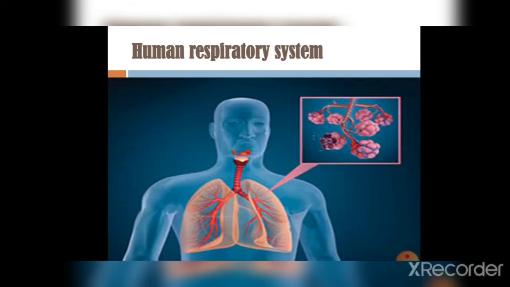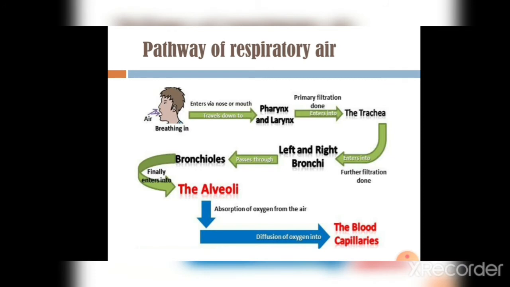And coming to the human respiratory system, it is a crucial part in respiration. This is how the respiratory air enters the human body. When we breathe in, it enters via our nose or mouth. Actually, the nasal entry is a major entry point of atmospheric air, and it travels to the nasal cavity and enters into our pharynx and larynx.